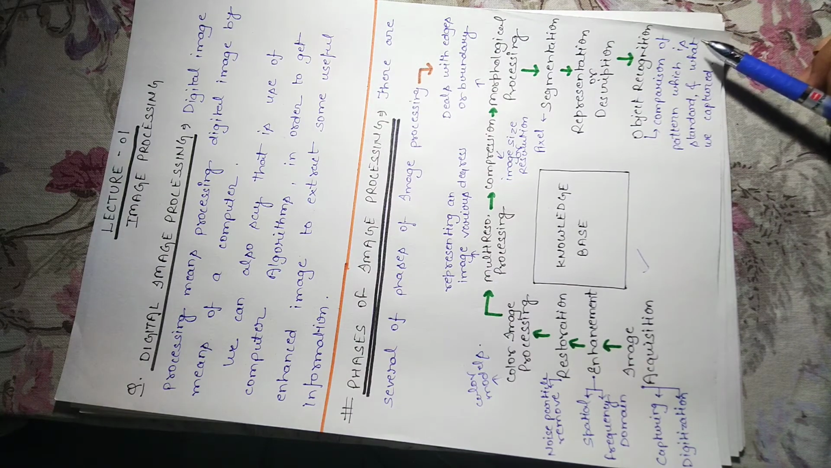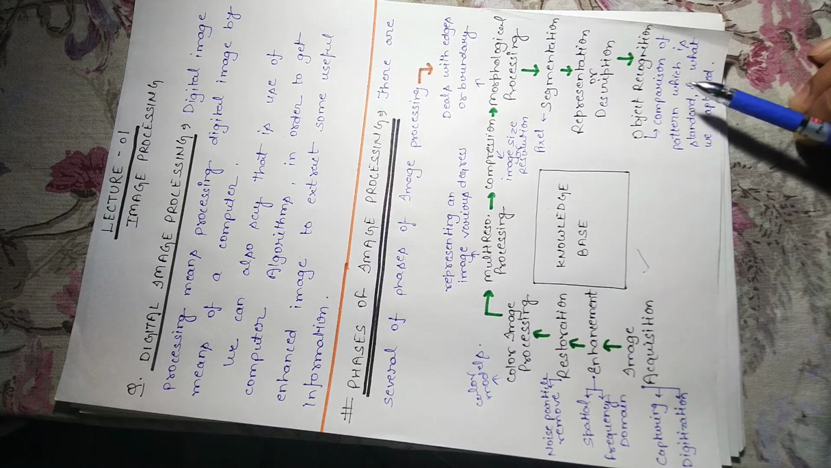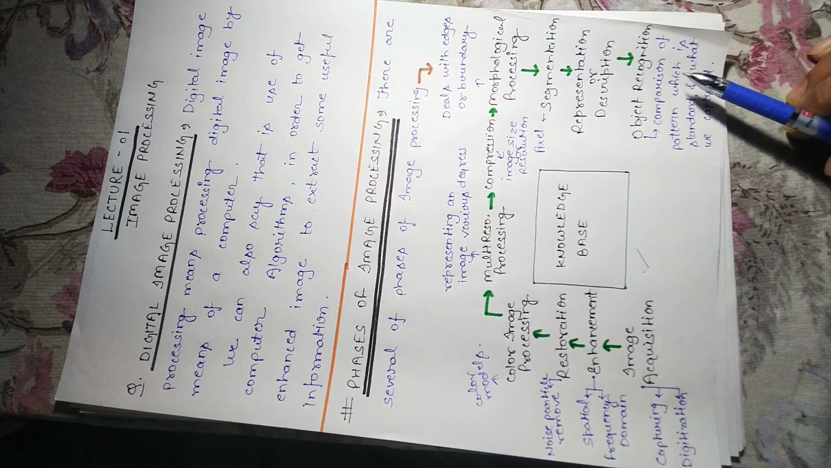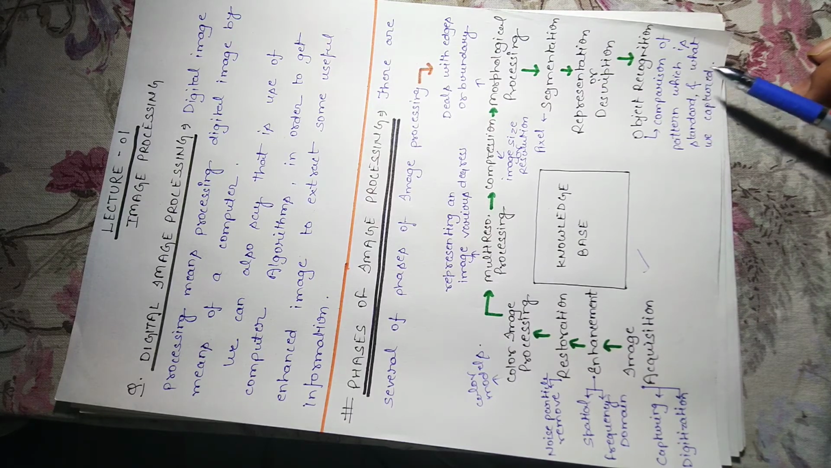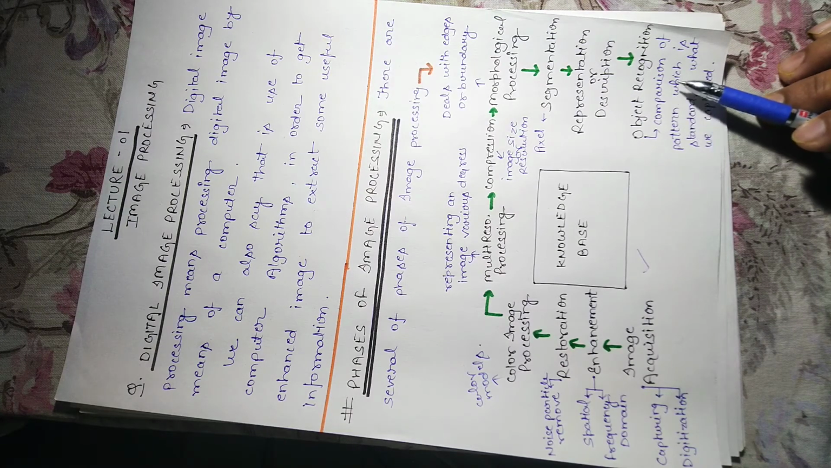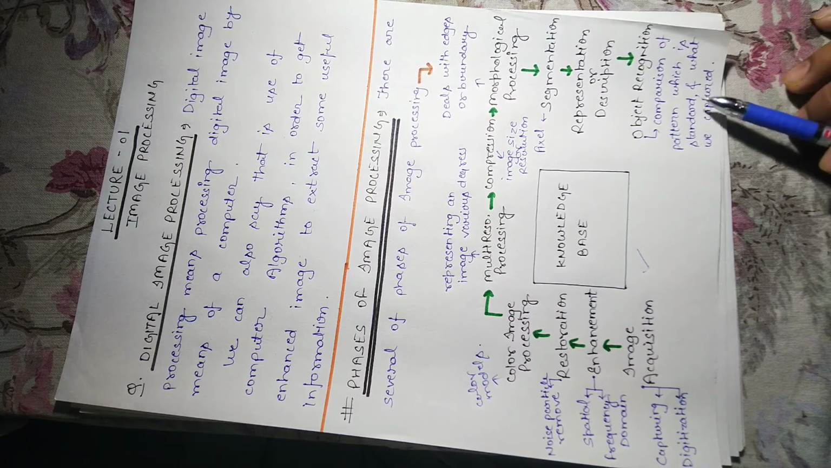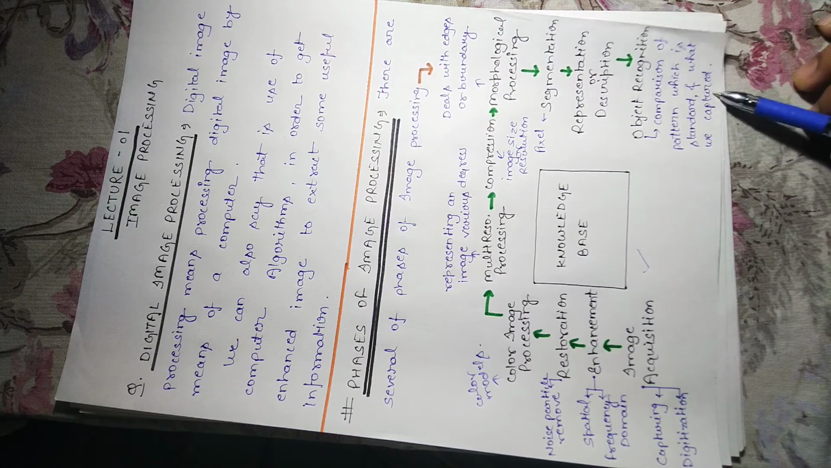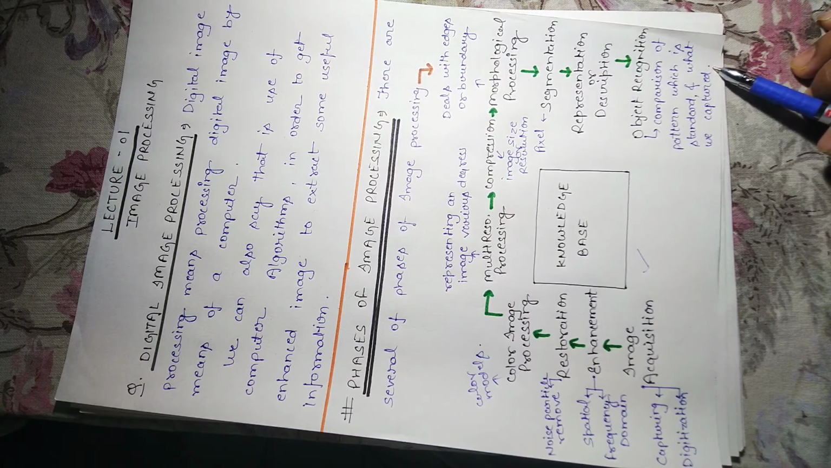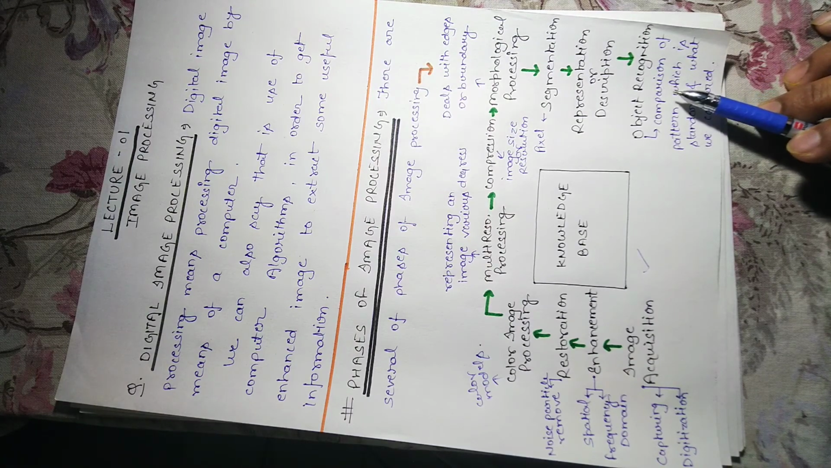The next and last step is object recognition. Object recognition is a process which assigns a label, or in a simple way, object recognition is comparison with a standard pattern, which we have to compare with what we captured. Whichever type of image we get, we will compare it and recognize the object.